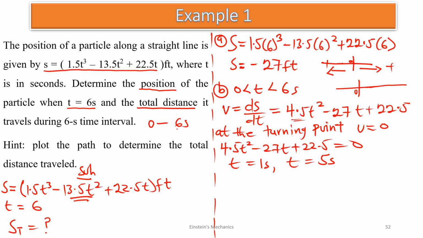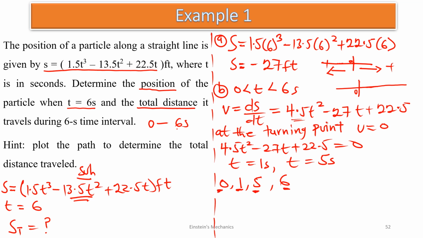Are we good? So now we are going to look at from 0 to 1 second, to 5 seconds, and to 6. If we do the analysis this way, it will help us, because at 1 second it turned, at 5 it is going to turn, and we're also going to look at its final position at 6 and its initial position at 0.